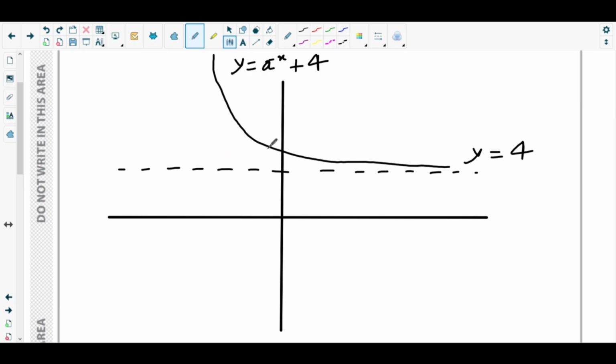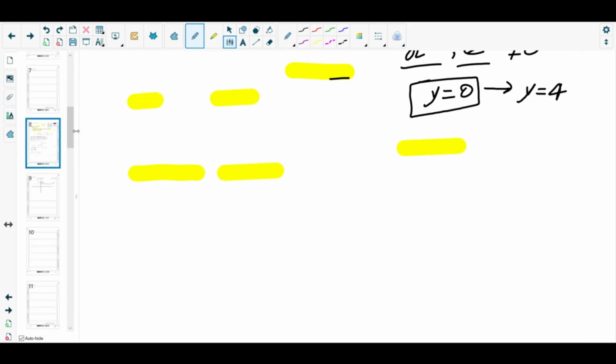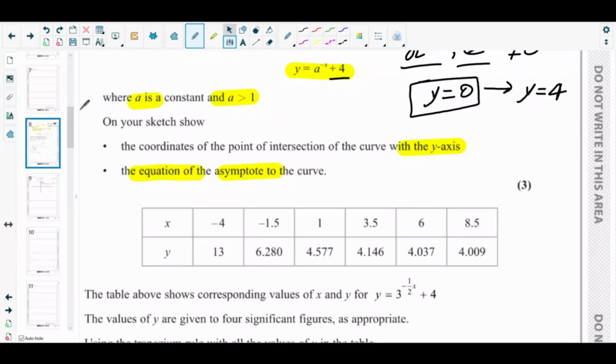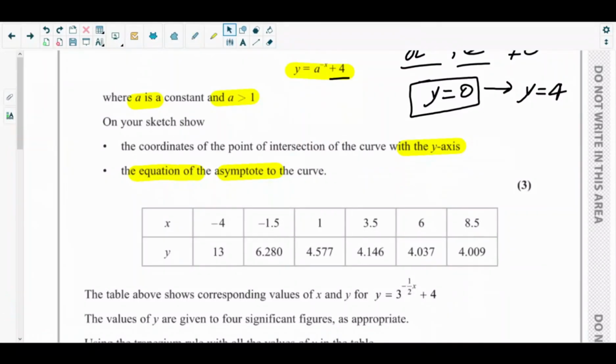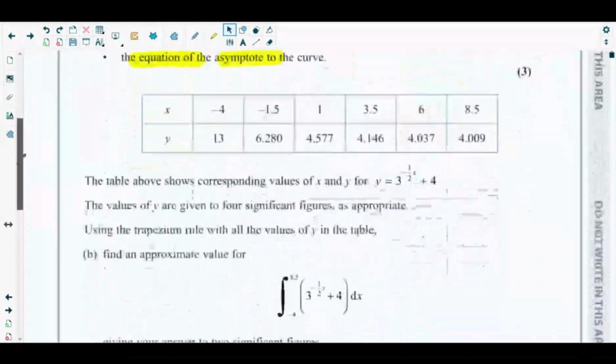Now they ask for the y-intercept. At the y-intercept the value of x is 0, so what would be the y value? a to the power 0 is 1, so 1 plus 4 is 5. So the point is x equals 0, y equals 5. That's it. This is what they wanted in part A of question number 4.